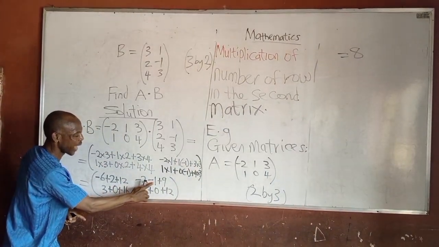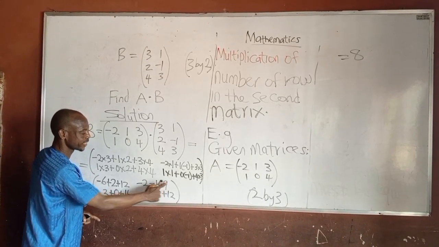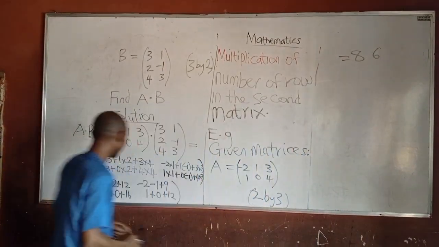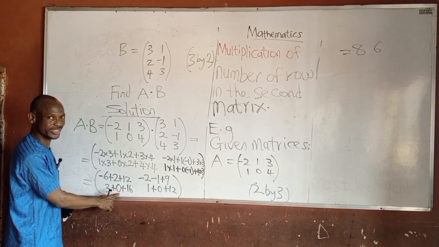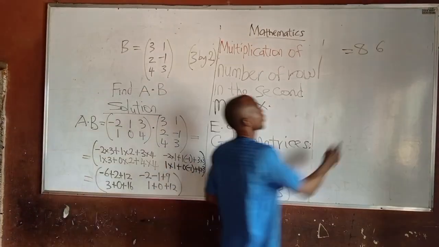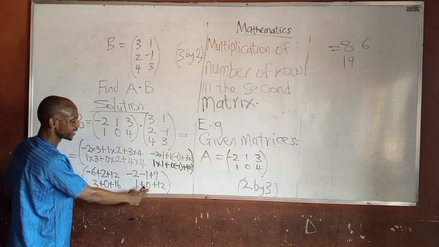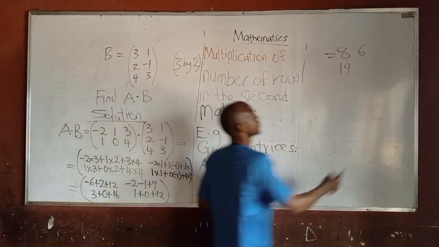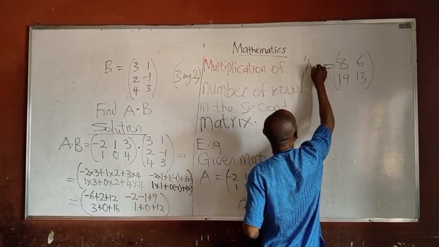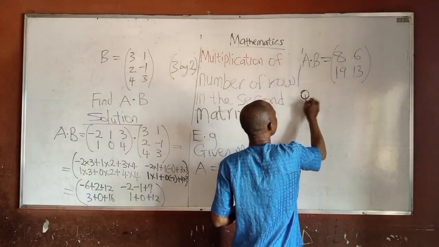Minus 2 minus 1 gives us what? Minus 3. Then minus 3 plus 9 gives us what? 6. And we have 6. Go to the next. 3 plus 0 is 3. Then 3 plus 16 gives us what? 19. Now write our 19 here. And we have 1 plus 0, 1. And 1 plus 12, 13. So this gives us what? Our answer. So our A times B is equal to that. Let's look at another example.